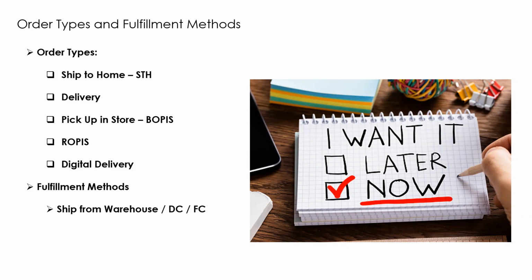Okay, one is ship from warehouse, which is the most common one, right? Ship from warehouse. Some people call it a distribution center. Some people call it a fulfillment center. Right, that's the most common one. Okay. Most of the retailers use their warehouses to ship it.